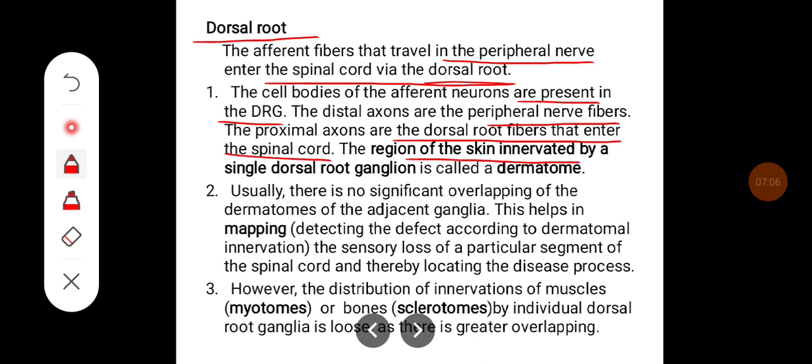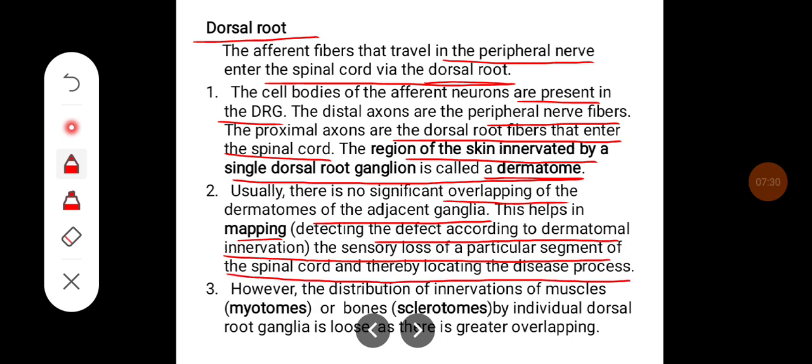The region of the skin innervated by a single dorsal root ganglion is called a dermatome. Usually there is no significant overlapping of the dermatomes of adjacent ganglia. This helps in mapping, that is detecting the defect according to the dermatomal innervation, the sensory loss of a particular segment of the spinal cord, and thereby locating the disease process. However, the distribution of innervation of muscles, that is myotomes, or bones, that is sclerotomes, by individual dorsal root ganglia is loose as there is a greater overlapping.